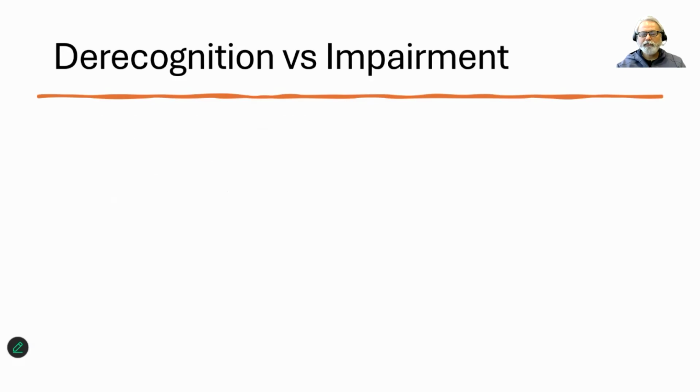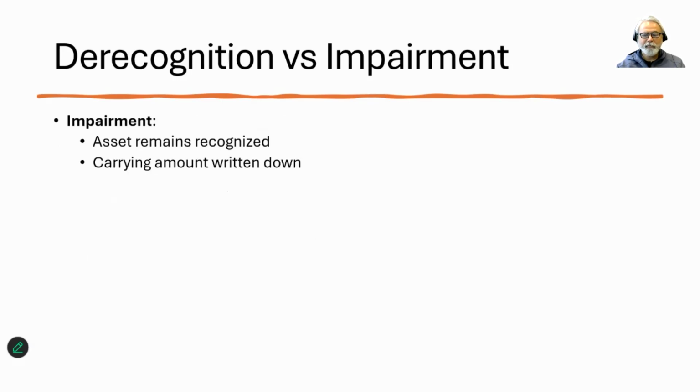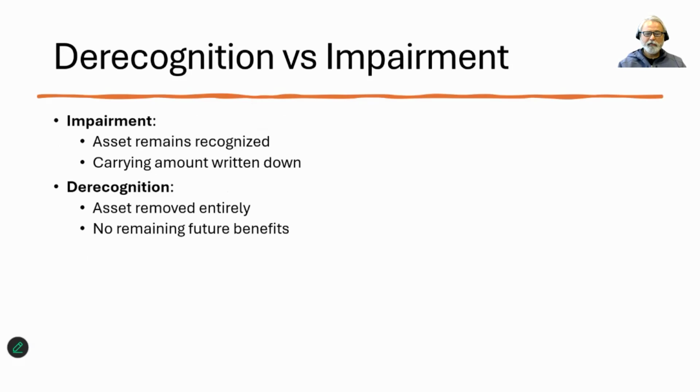Now, it is important for us to distinguish derecognition from impairment. Impairment is when the asset continues to be recognized, but only the carrying amount is written down. In comparison, when you're derecognizing, you're actually removing the asset entirely because there's no further economic benefits expected.